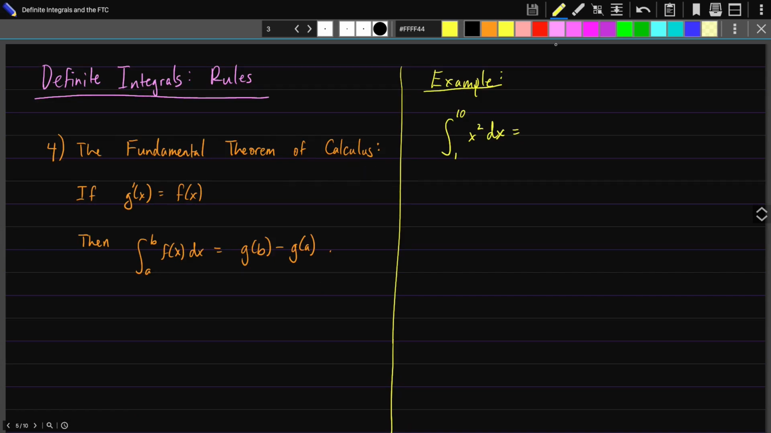Finally, there's one more big rule of integration that you've got to know, and this is the fundamental theorem of calculus. Usually, because that's kind of a mouthful, we say FTC for short. And there's actually a second half of the FTC, an FTC part 2. We're going to cover that in a future lesson.